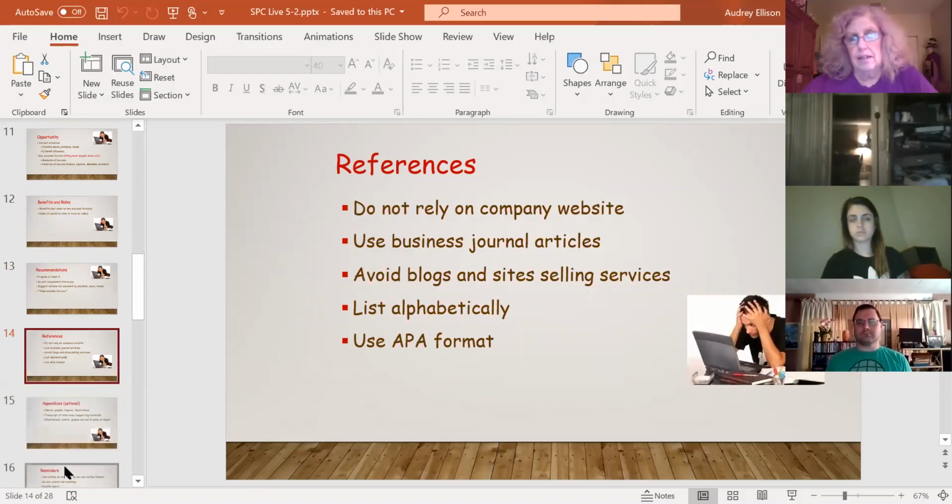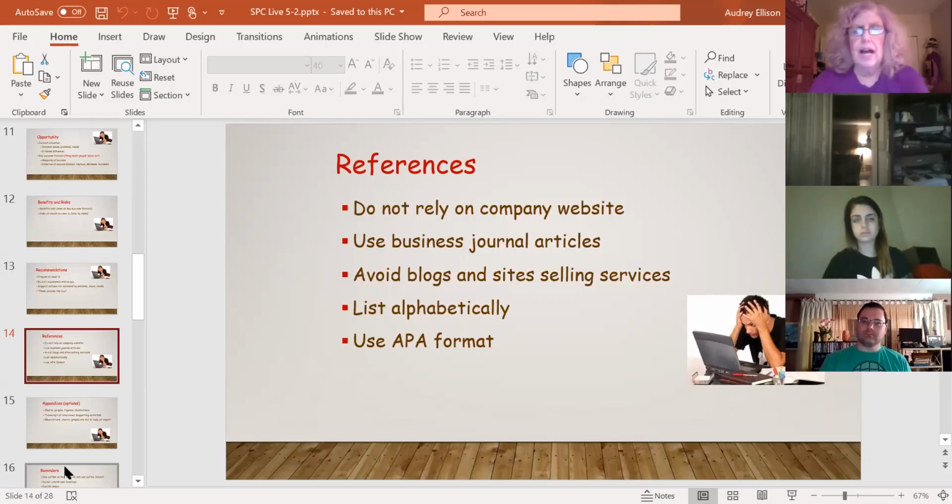Your references, as I said, don't rely on the company website. Use business journals. Avoid blogs and sites selling services. If they're selling services, they are not a reference. They're trying to get you to buy their way of doing something. If you see something on the top navigation bar that says our products or services or our catalog, that's an indicator that it is a site selling services.